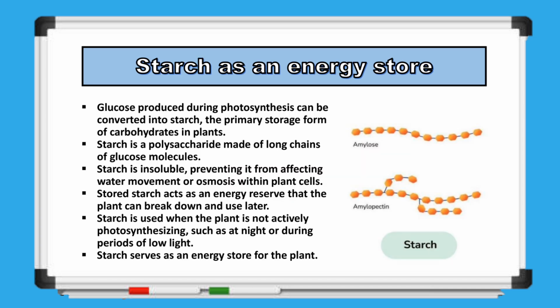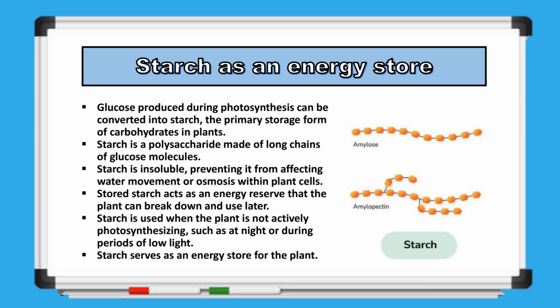Let's begin with starch as an energy store in plants. The glucose produced during photosynthesis doesn't always get used right away. Instead, plants often convert glucose into starch, which serves as their main storage form of carbohydrates. Now, starch is a polysaccharide, meaning it's made up of long chains of glucose molecules. It's stored in 2 forms, amylose and amylopectin, as you can see in the image here. Amylose has a straight, unbranched structure, while amylopectin is branched, allowing for compact storage.